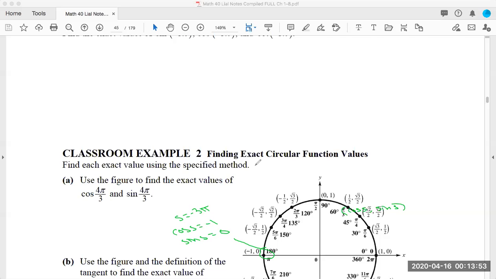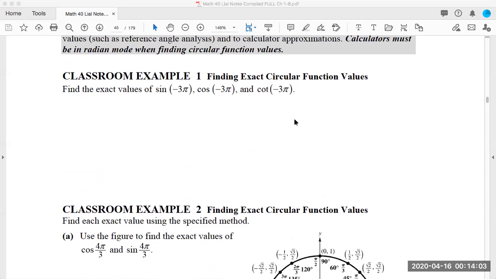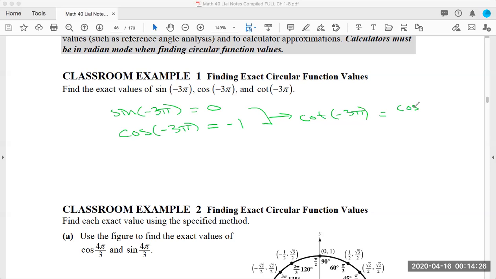All right, so let me clear this out and move back up. So essentially, sine of -3 pi will be 0. Cosine of -3 pi is -1. And then remember from here, cotangent of -3 pi would be cosine -3 pi over sine -3 pi, which would give us a negative 1 over 0. So cotangent -3 pi is undefined.